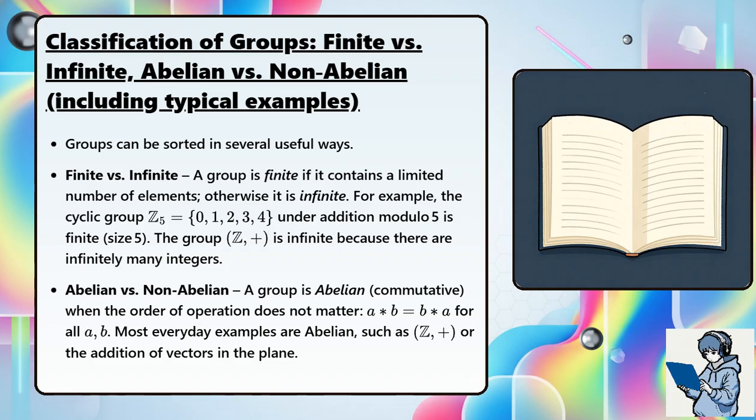Abelian versus non-abelian. A group is abelian, meaning commutative, when the order of operation does not matter: a times b equals b times a for all a, b. Most everyday examples are abelian, such as (Z, +) or the addition of vectors in the plane.